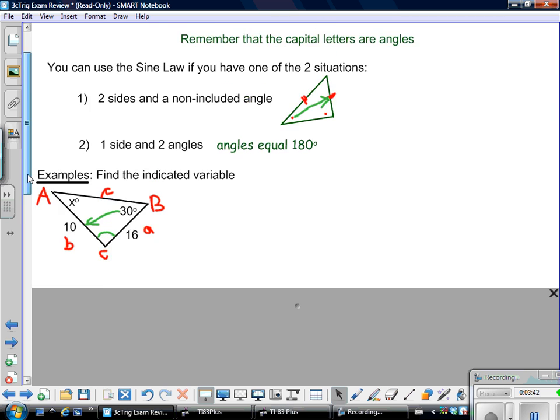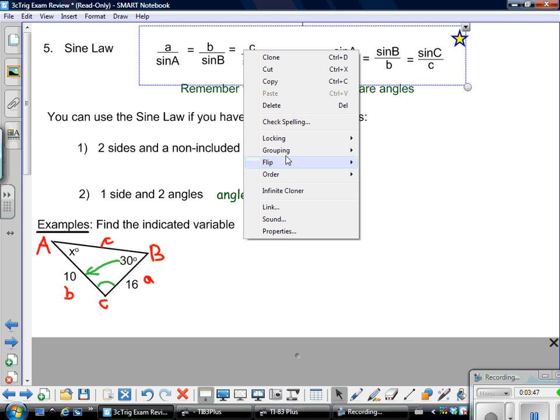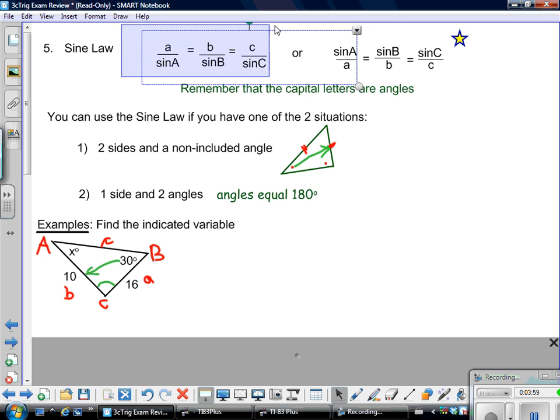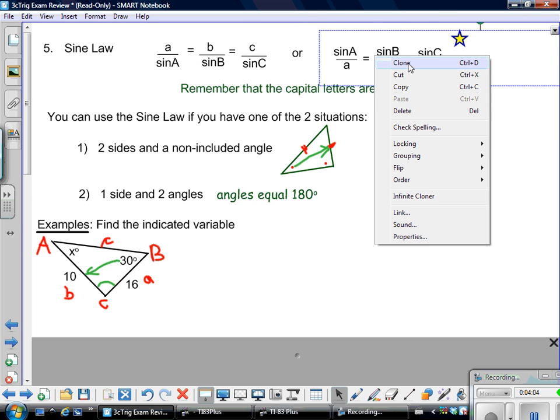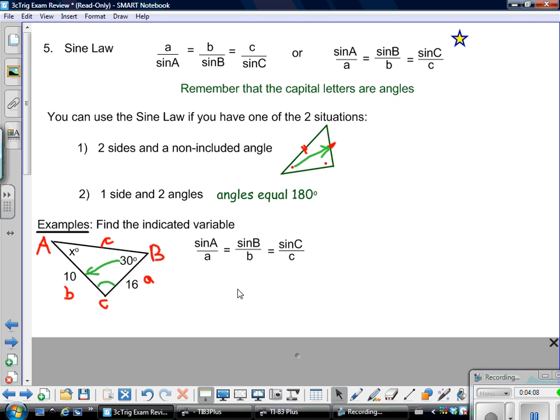Okay, the next thing I would do is I would take the formula. And again, for one of them I'll use one, and for the other one I'll use the other one. I'm going to ungroup that for a second because I just want one of them. I'll take the second one, and then I'll do the other one afterwards. So here's the formula, and now what I'm going to do is substitute the numbers into the formula.